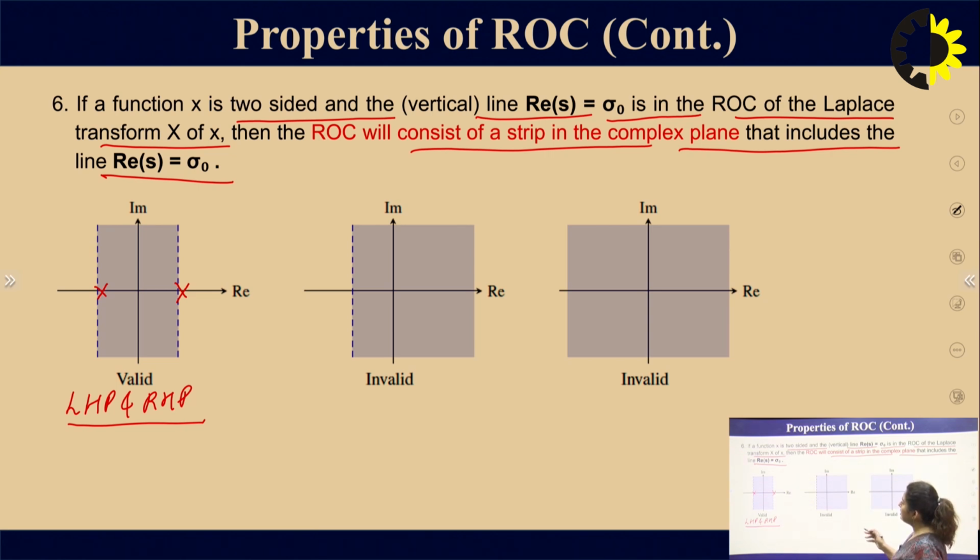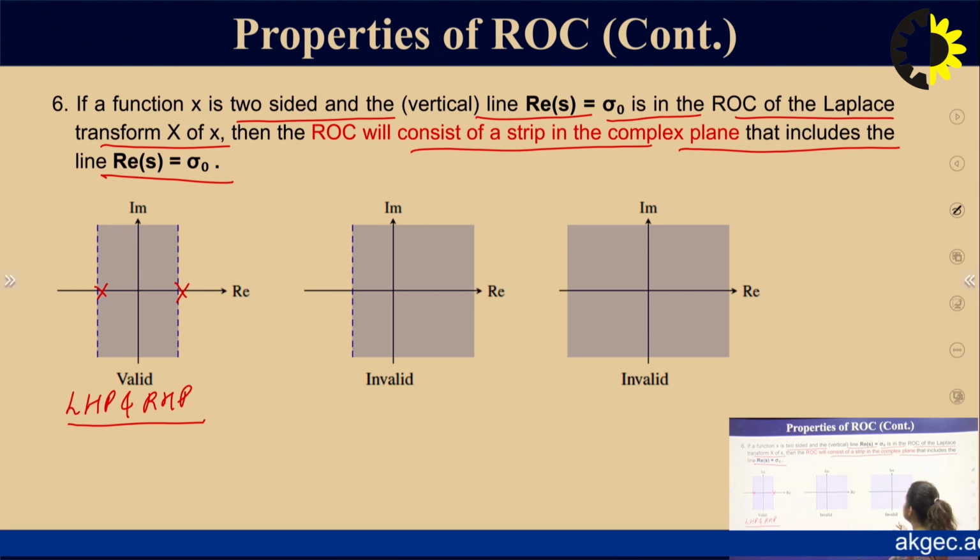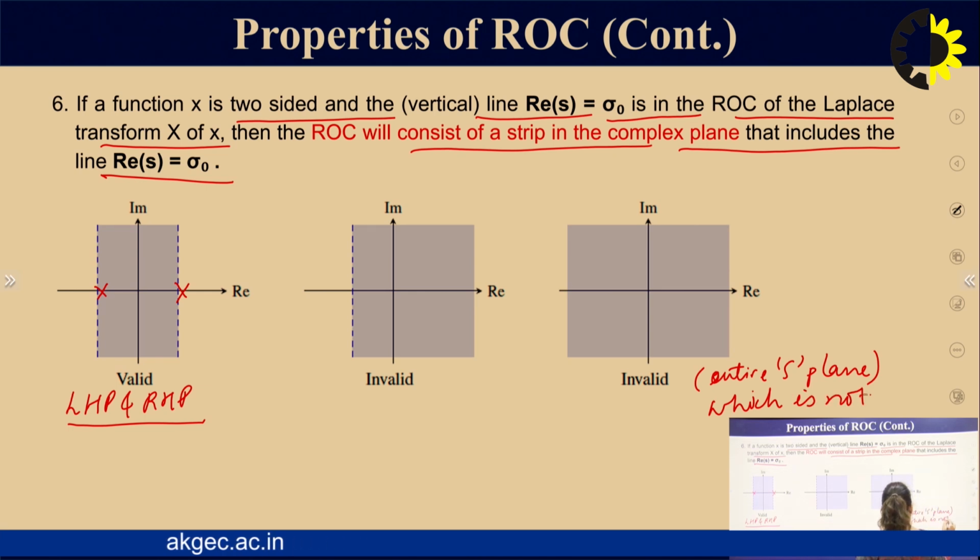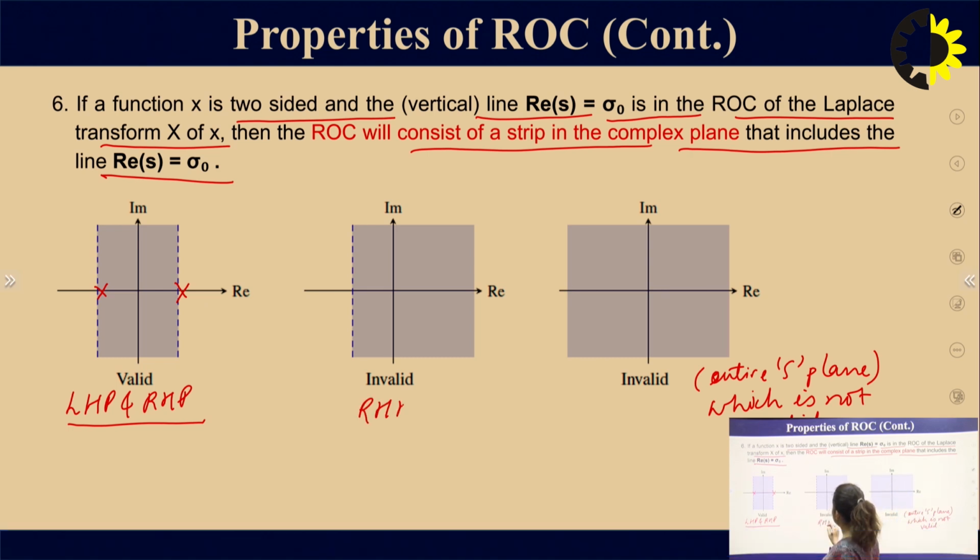The second ROC is obviously a one sided signal, that is the right half plane, and the third ROC is also invalid because it's the entire S plane. So this is the entire S plane, which is also not valid for a two sided signal. And this is basically the right half plane. So for a two-sided signal, this is also not valid.